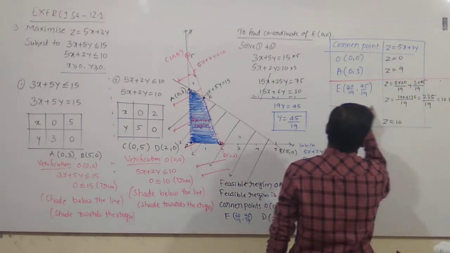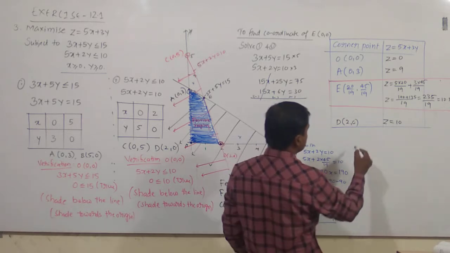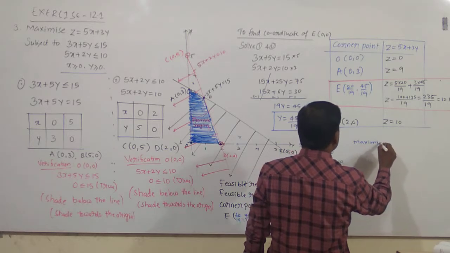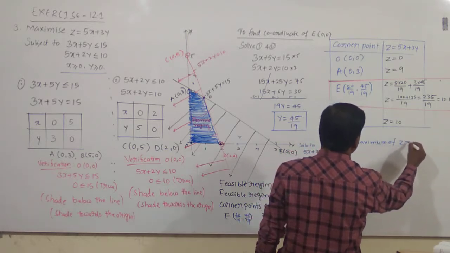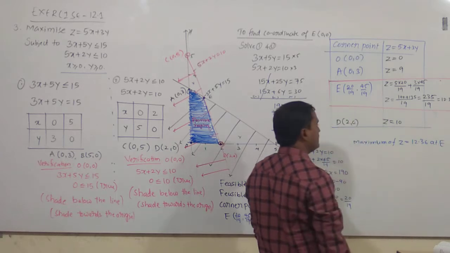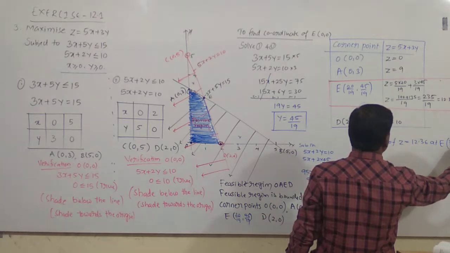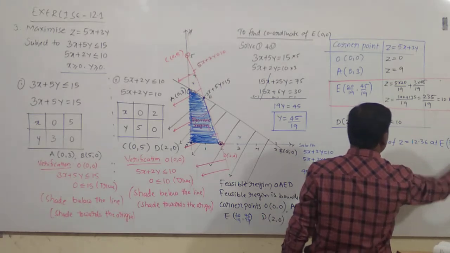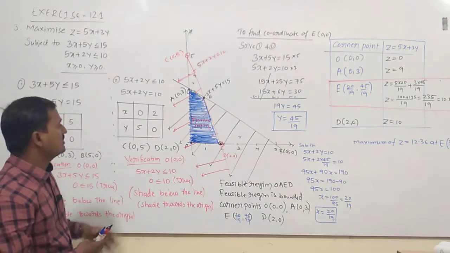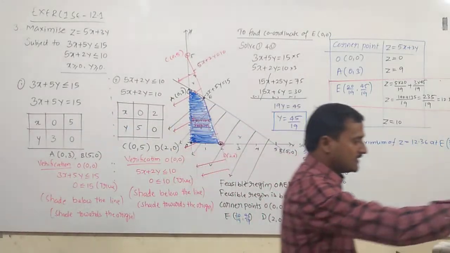So therefore our answer is maximum of z is equal to 12.36 at the point E, whose coordinates are 20 comma 19 and 45 comma 19. So this is the maximum value of z. So like this you have to solve. Okay, right. We'll go to the next question.